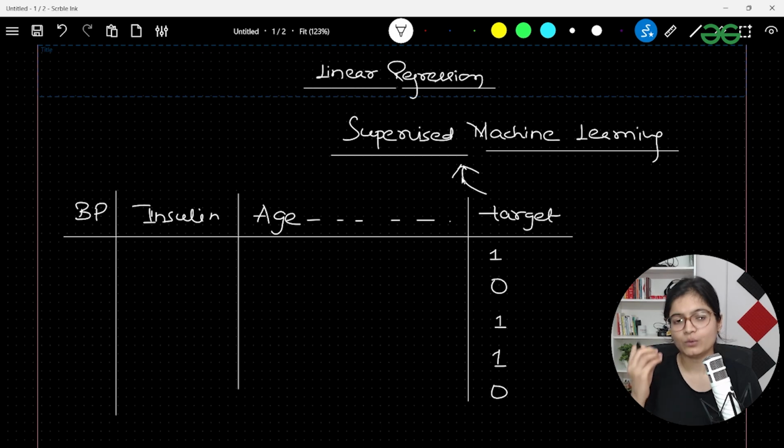So always remember, in any kind of data set, whatever problem we are solving, if for every record a target value is available, that always comes under the category of supervised machine learning algorithms.